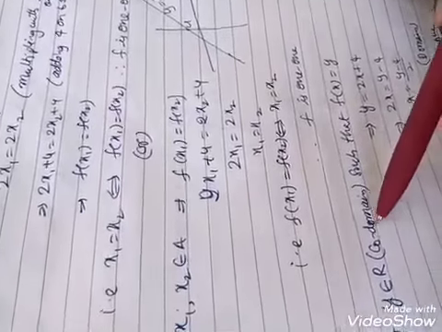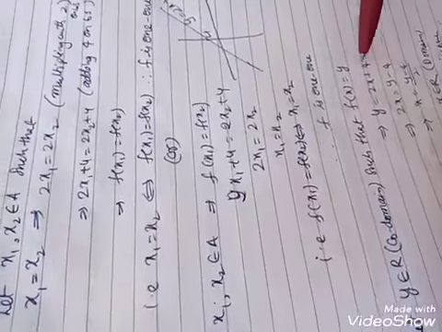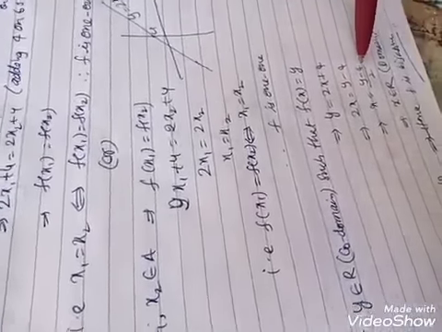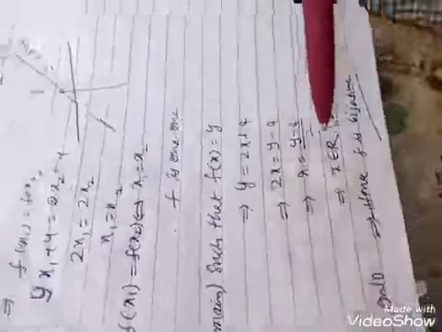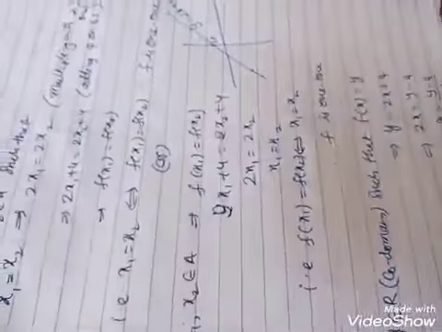Now let y belongs to R, that is the codomain. If you take f of x is equal to y, then for here x is defined and it is a real number, therefore x belongs to R, therefore it is onto. Clearly it is a bijective function.